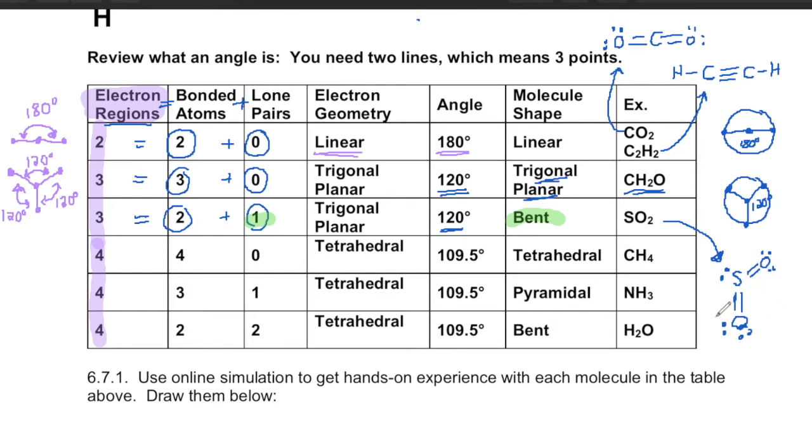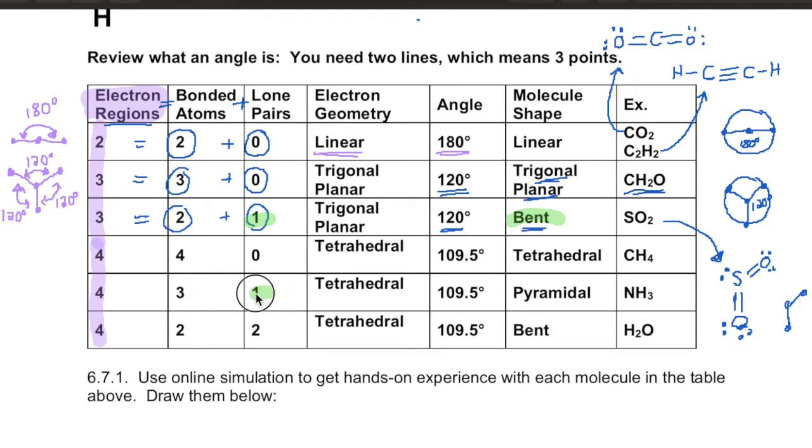But the shape, if you look at this shape, it just kind of looks like this. There's not this third atom over here. So it just looks like a bent line. It doesn't look like the other molecule, which looked more like a pizza cut into thirds. So it just looks like this bent boomerang shape. That's why we have a different name for the shape.